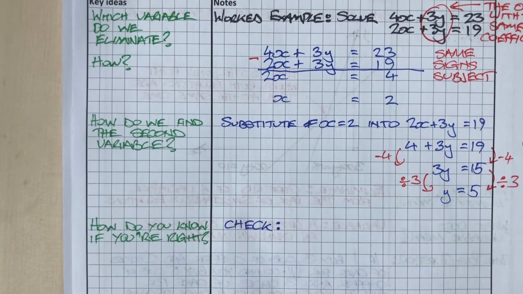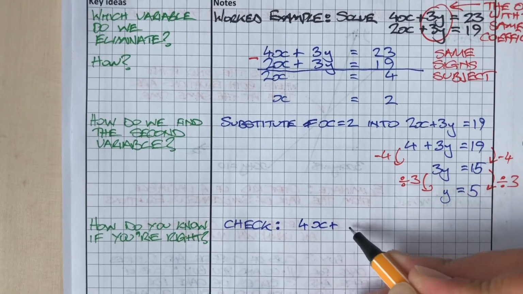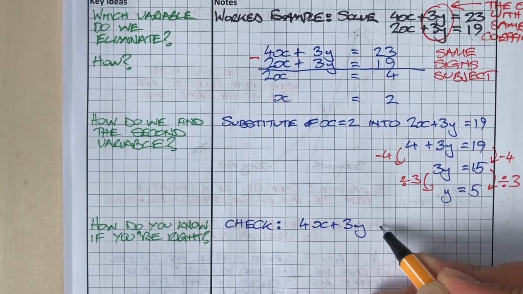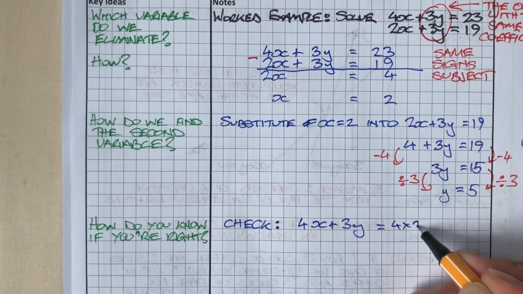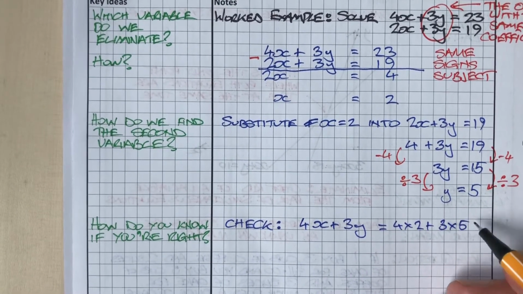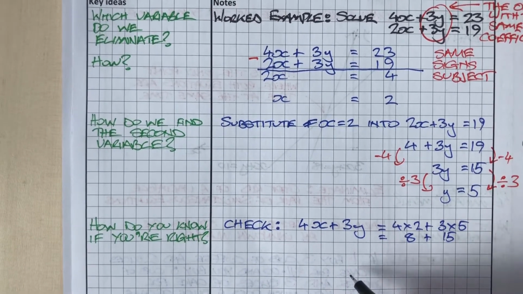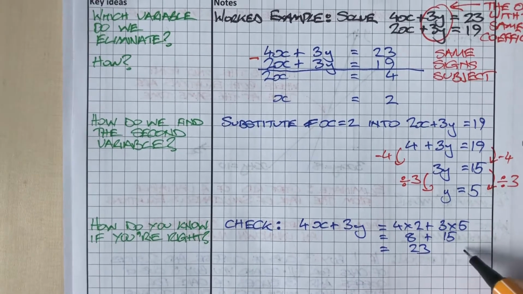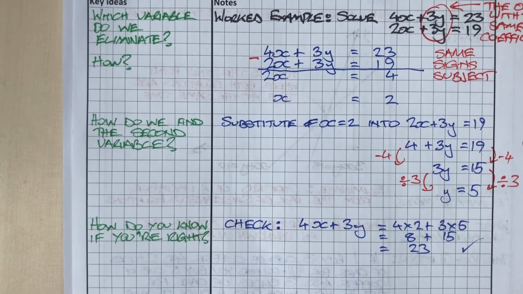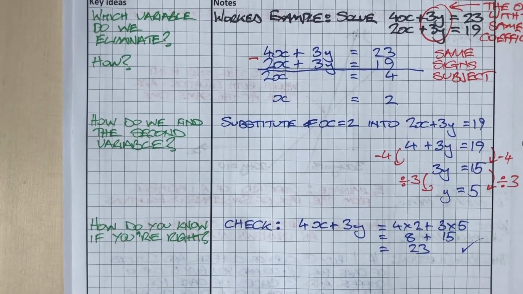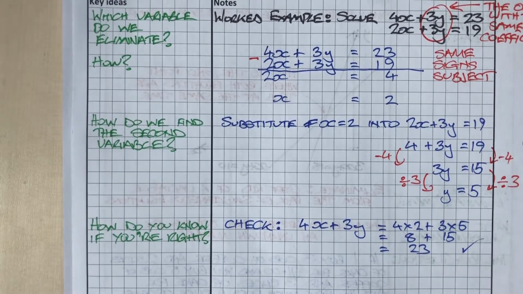All right. And what I do is I use the equation that I haven't used already. 4x add 3y. This is 4 times 2 add 3 times 5. That's 8 add 15, which is 23. Tells me I'm correct. So the nice thing about these questions is when I get to the end, I know whether I'm right or wrong. I don't need to worry about them anymore.